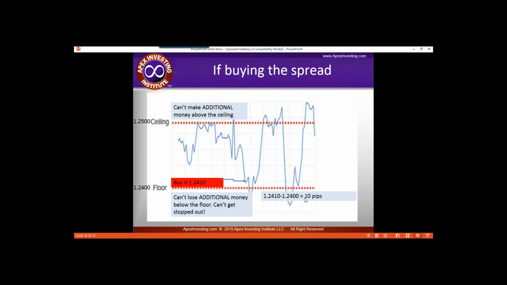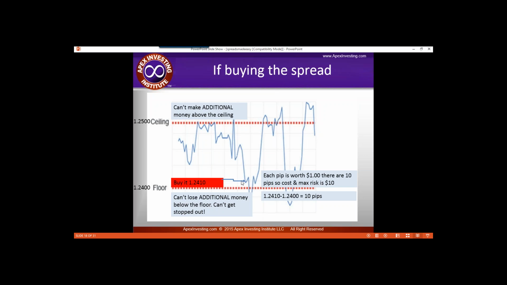So that's 10 pips. Once again, each pip is worth $1. There's 10 pips of risk in here. So if I buy, saying the market's going up, but instead the market goes down, even if the market goes down 300 points against me, doesn't matter. I can only lose to the floor. So I'm only losing 10 bucks.